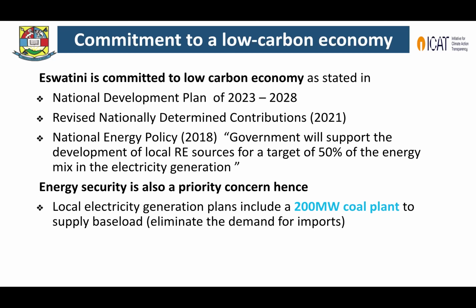And maybe to highlight, when we get to the GHG emissions, the country, in securing its energy, is planning to have a 200 megawatt coal plant. So the renewable energy that will be introduced into the energy mix will be decreasing this capacity or the use of a coal plant, so then decreasing the GHG emissions. Next slide, please.